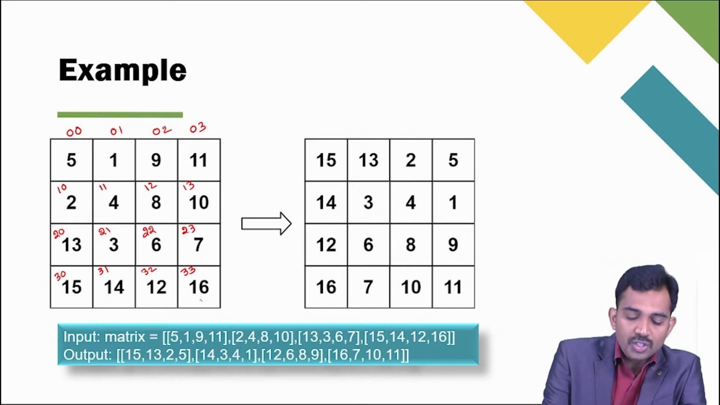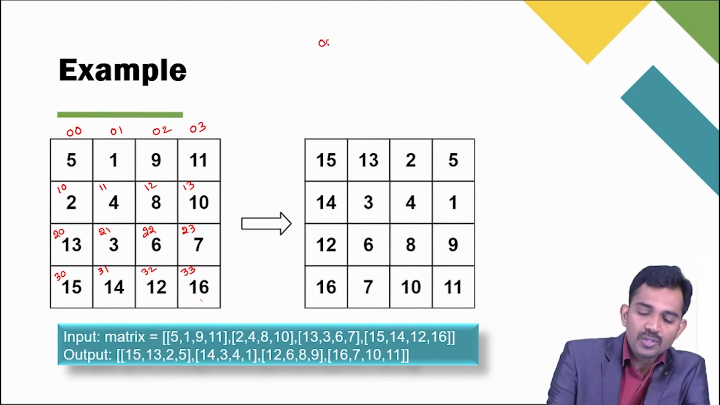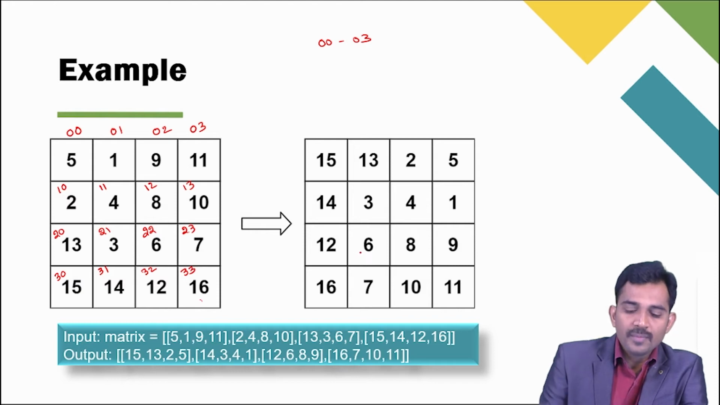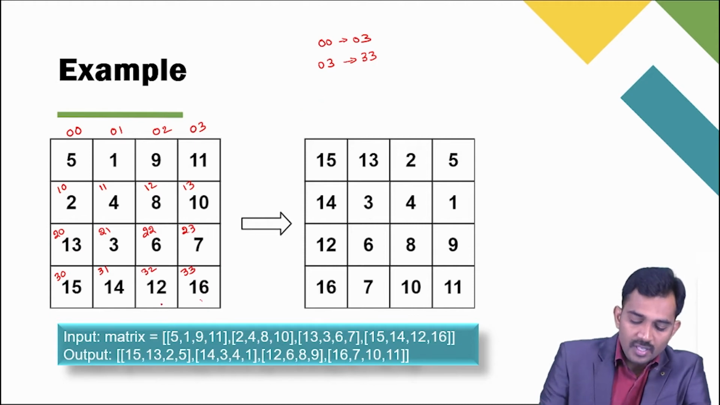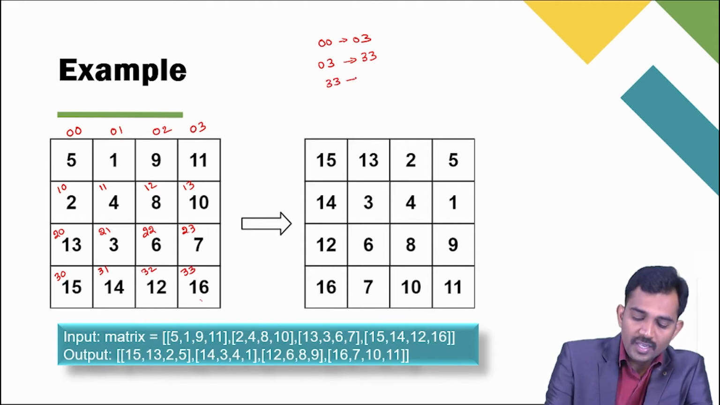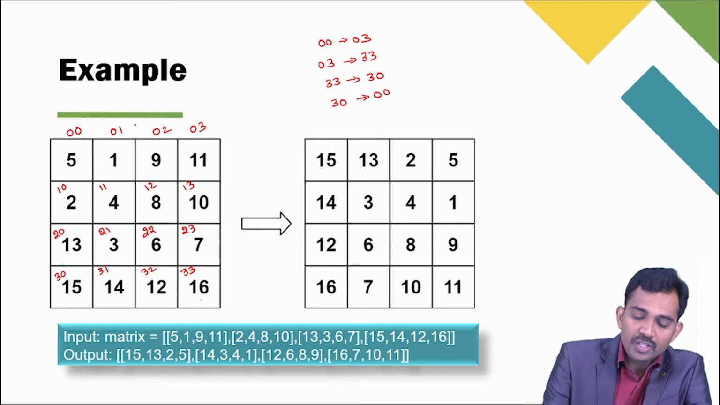And if you observe, 00 goes to where? 03. Yes or no? 00 goes to 03. And 03 goes to 33. Next, the 33 goes to where? 30. Next, 30 goes to 00. Yes or no? And like that, 01 goes to where? 13, right? 01 goes to 13.